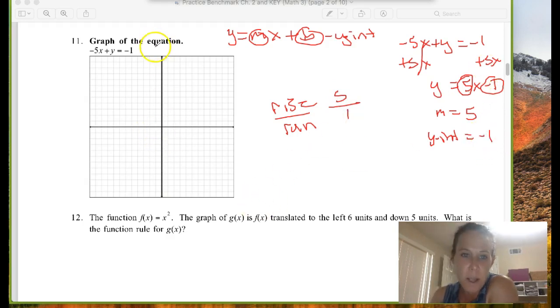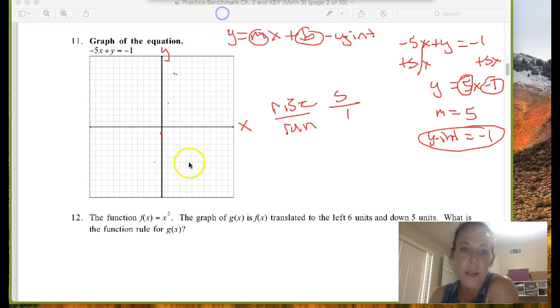Start with your y-intercept. Remember, the vertical is your y, horizontal is your x. So I'm going to start with -1. That is my y-intercept. And my slope is 5, or 5 over 1. Start at your y-intercept and rise 5: 1, 2, 3, 4, 5, run 1. There it is. You can do it again. Rise 1, 2, 3, 4, 5, run 1. Or you can fall and go back. Fall 1, 2, 3, 4, 5, go back 1. And there you have it.